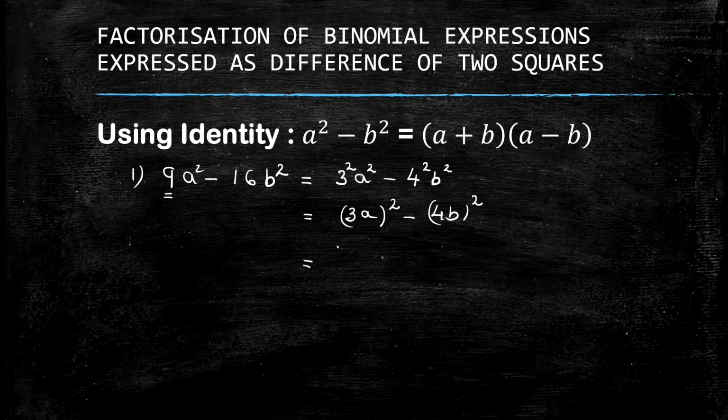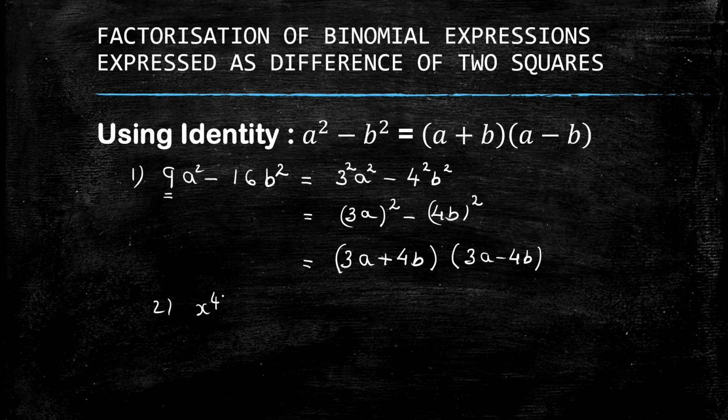Now this is of the form a square minus b square. So it is a plus b. The first term here is 3a, so I have to write 3a plus the next term which is 4b, then a minus b, so here it is 3a minus 4b. Thus we have used the identity a square minus b square here. Let's take one more example.